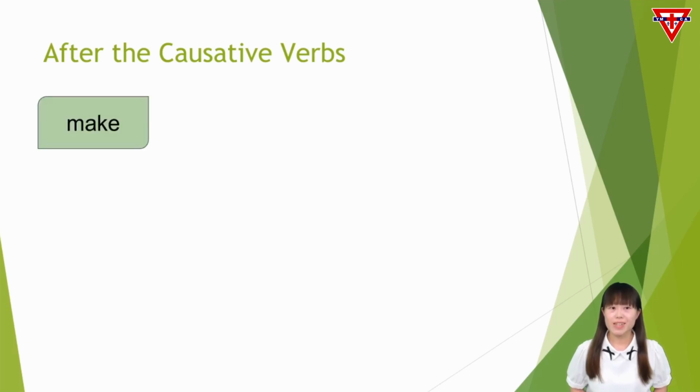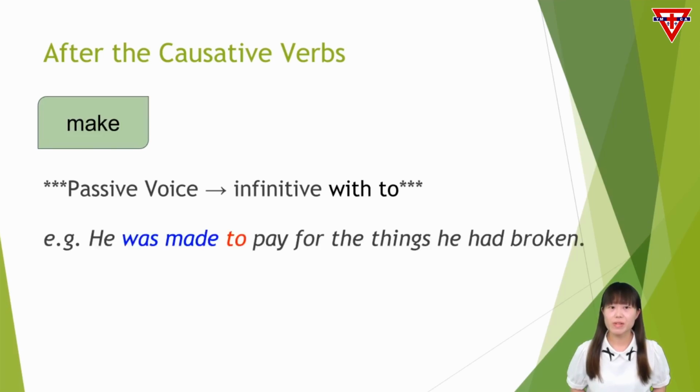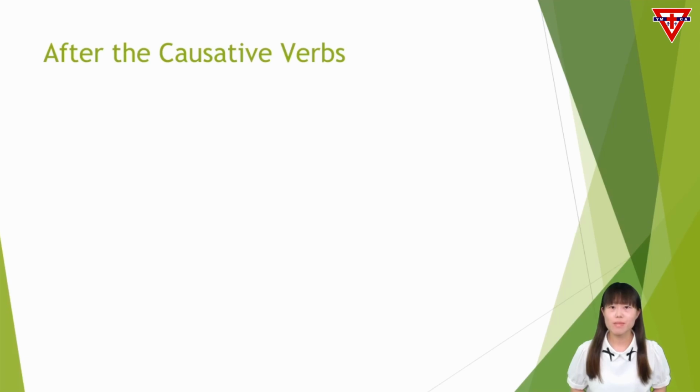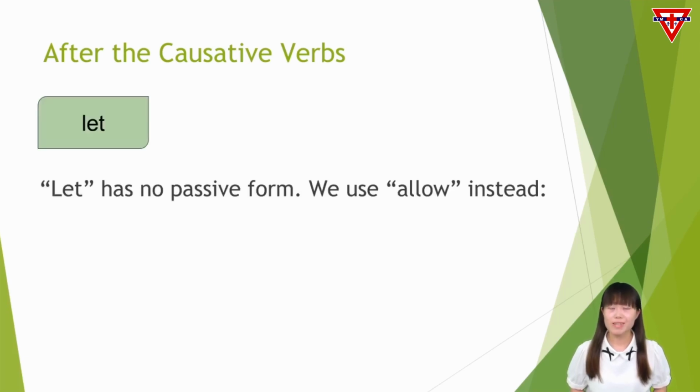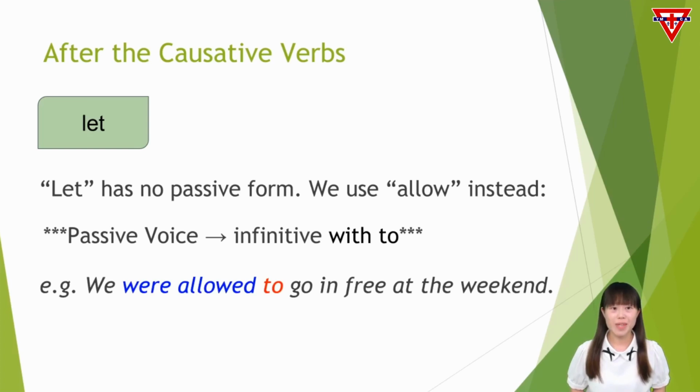Pay attention that the passive form of make is followed by the infinitive with to. For example, he was made to pay for the things he had broken. I was made to wait for almost an hour. Let has no passive form. We use allowed instead. We were allowed to go in free at the weekend. Just like make, the passive form is followed by the infinitive with to.